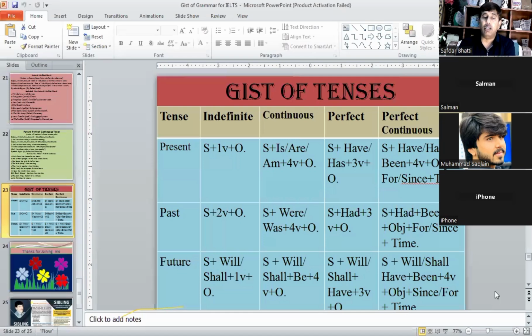So in the present indefinite, you use the first form. In the past indefinite, you use the second form. And in the future indefinite, you use will, shall, and the first form. While in all the continuous tenses, you use the fourth form of the verb. In all the perfect tenses, you use the third form of the verb. While in the perfect continuous tenses, you use the fourth form of the verb. So that is very important for you.